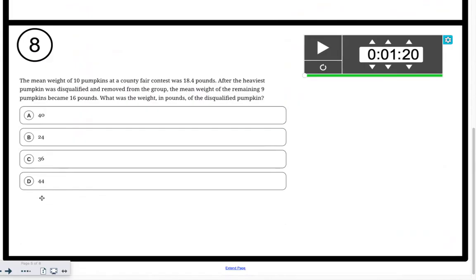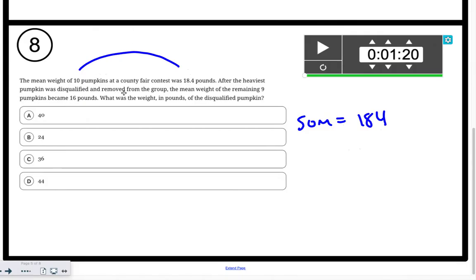Okay, so the mean of 10 pumpkins was 18.4. The heaviest was disqualified. All right, here's how we're going to do this. I like to do these with sums. So the original sum: if there's 10 pumpkins and the average was 18.4, then if I just multiply them together, 184 is the total weight of all the pumpkins, because the sum divided by 10 gave me 18.4. Or I could just pretend that all 10 pumpkins weighed 18.4. So multiplying them gives me the sum.